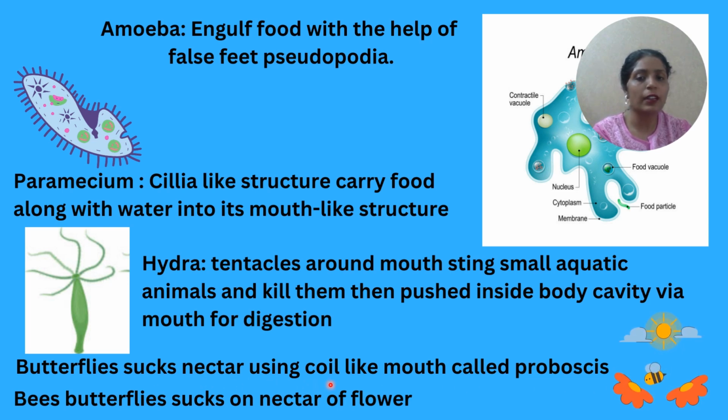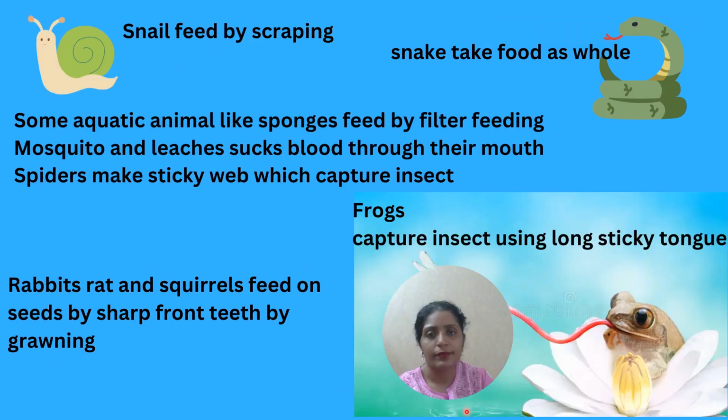Butterflies do that by a coil-like mouth called a proboscis. Snails feed by scraping, and snakes take the food in as a whole. Some aquatic animals like sponges feed by the filter feeding method. Mosquitoes and leeches, we all know mosquitoes suck blood through their mouth.